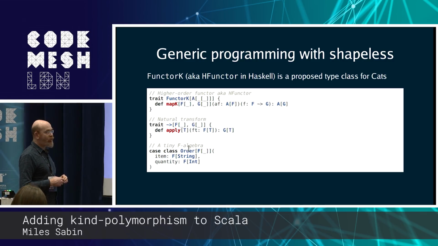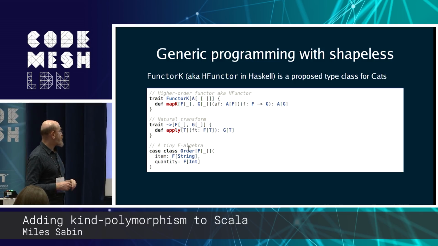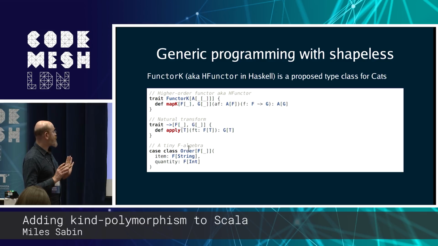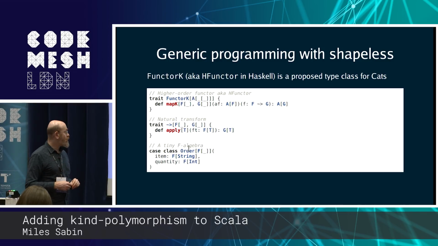So there are many ways of modeling this sort of partial data problem. One of them, I believe it's more popular in the Haskell world than anywhere else, is to represent things with what's known as an F algebra. And the idea is basically to thread a type variable, a type constructor, through your data structure. So instead of just having an order which contains a string and an int, you can have an order of F which contains an F of string and an F of int. And the trick here is that to have your partial order, you instantiate Order F at Option. So that gives me an order with optional items and quantities.